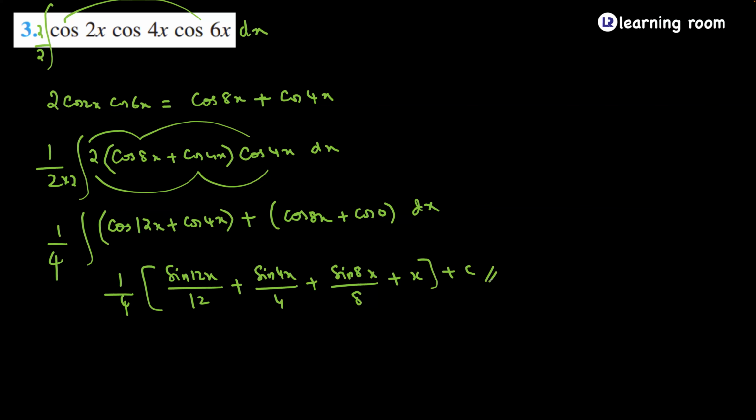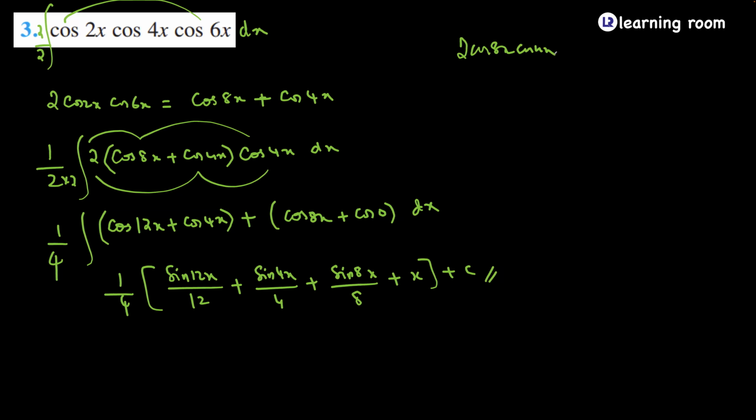2 cos 8x into cos 4x. See, 2 is common for these two. So 2 cos 8x into cos 4x is cos of a plus b, that is 12x, plus cos of a minus b, that is 4x. Is the point clear? So 2 cos 8x cos 4x is equal to cos 12x plus cos 4x.